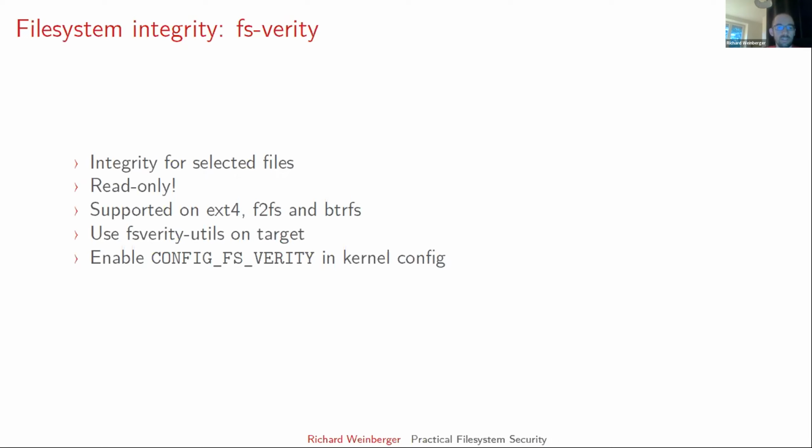So I'm not really a huge fan of it because I don't have a use case, but I thought maybe you have a use case. That's why I make a slide on it. Again, how to use it in Yocto: you install the fsverity-utils package and enable the Verity kernel option. Then you can select for single files which should be protected.